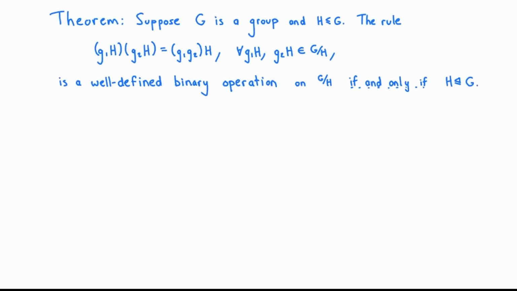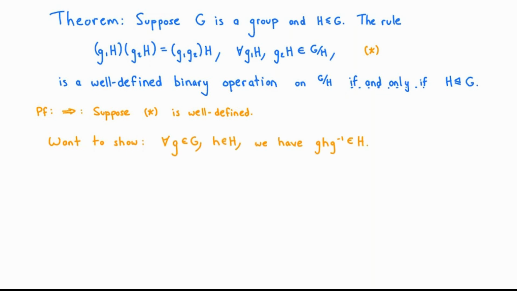For the proof of the first part of this theorem, let's call the rule here star, and let's suppose that that rule is a well-defined binary operation on the quotient space. Well, for this part, what we want to show is that for every element g in G, and for every element h in H, g h g inverse is an element of H. That's precisely the statement that H is a normal subgroup of G.